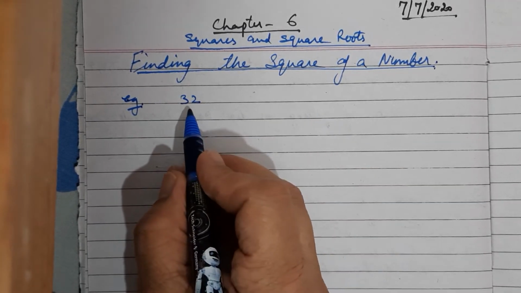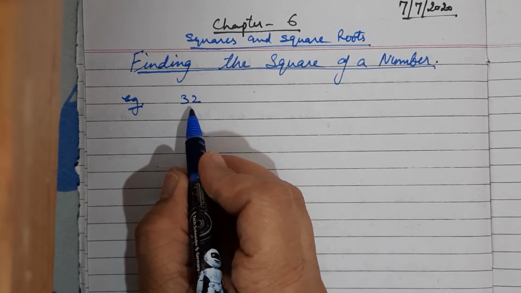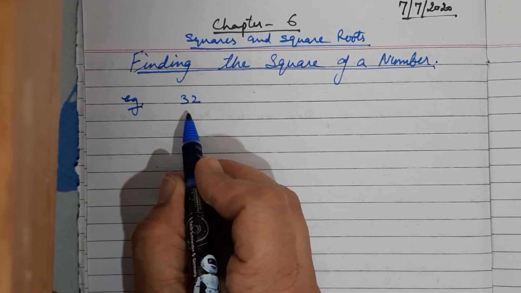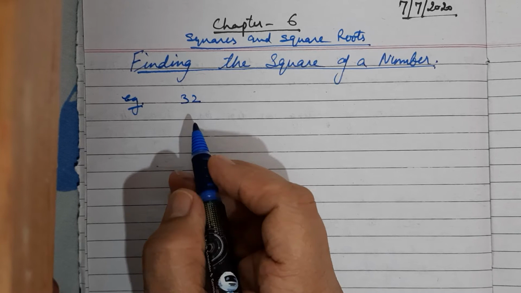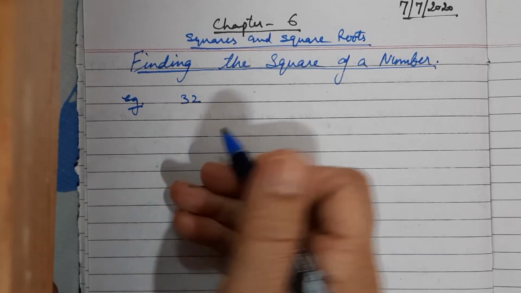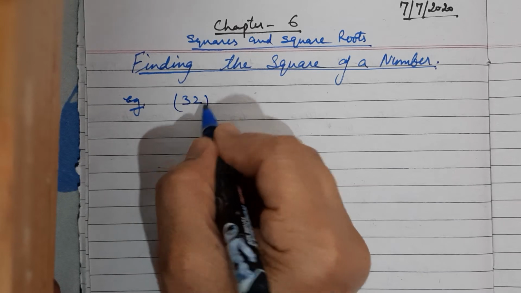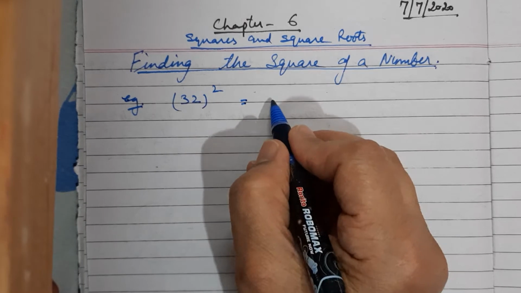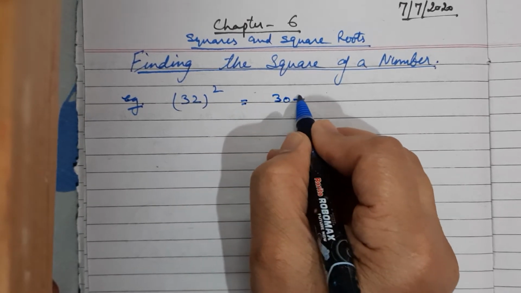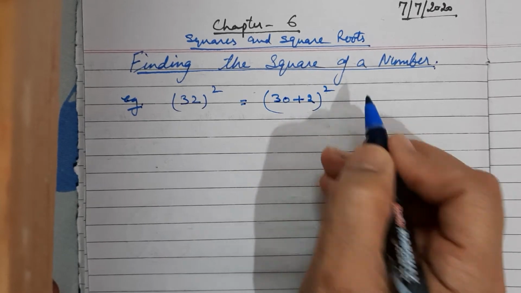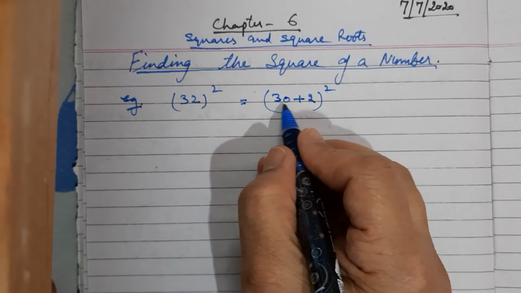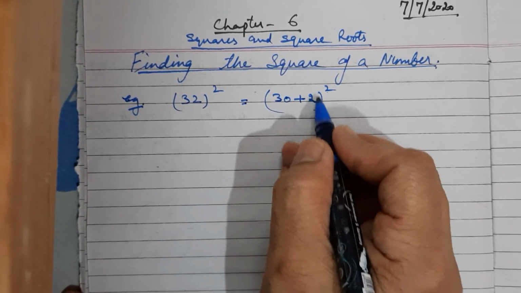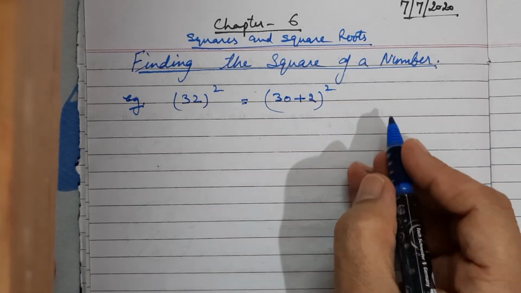Firstly we will split the number and write it as the sum of two numbers such that the first number must be a rounding number, or a multiple of 10. So to find the square of 32, first we have to split the number in such a way that the first number is a rounding number. So 32 can be written as 30 plus 2. Right? So the number has been split up and the first number is a rounding number, ending with 0, a multiple of 10, and this is the other remaining number.